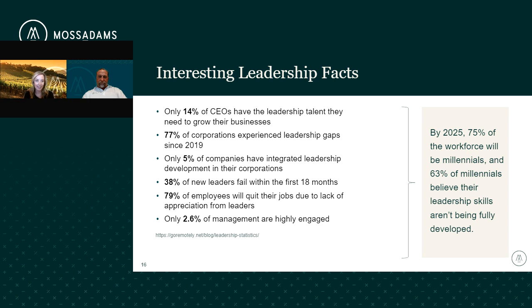The other one on here that I like to highlight is that 79% of employees will quit their jobs due to the lack of appreciation from leaders. I think we all can understand that. We put 40, 50 hours into our jobs each week, and if we're not getting that appreciation and support from our leadership, that doesn't make us want to stay in an organization. And I don't fault an individual leader for that, to be honest with you.